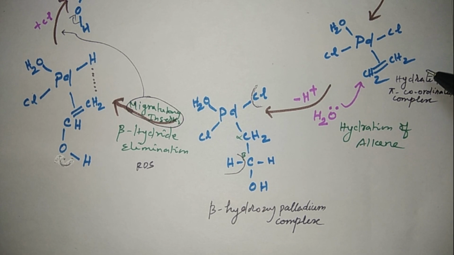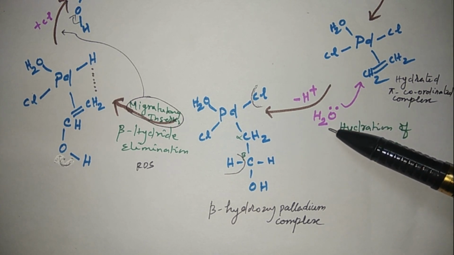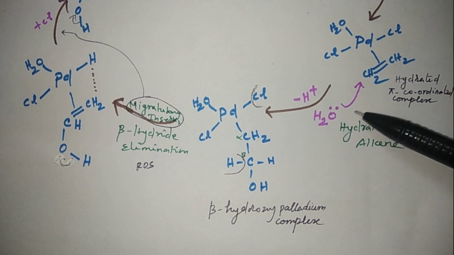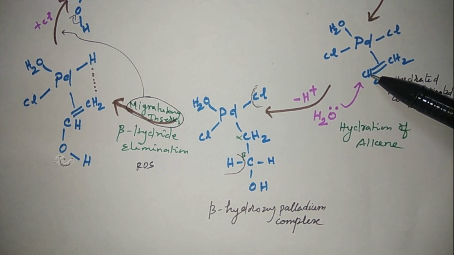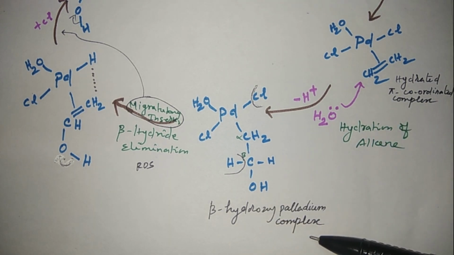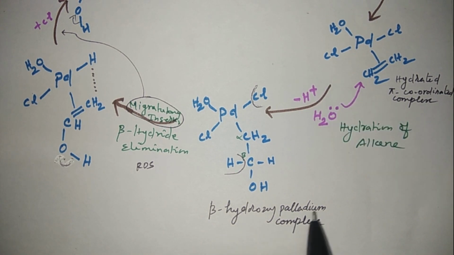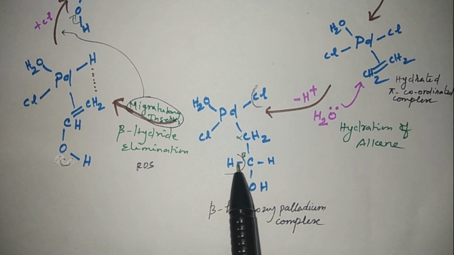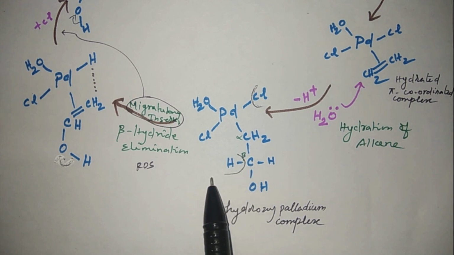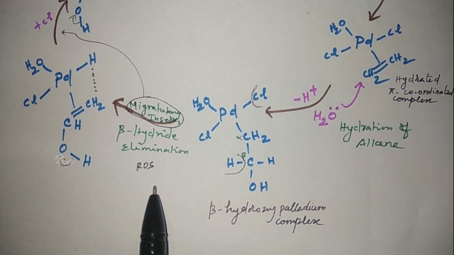To the hydrated pi coordinated complex, hydration of alkene takes place. This water molecule can also act as a nucleophile. It can attack the alkene. We get the beta hydroxy palladium complex with the elimination of H+. In the beta hydroxy palladium complex, beta hydride is eliminated. This step is the slow step. This slow step is the rate determining step.